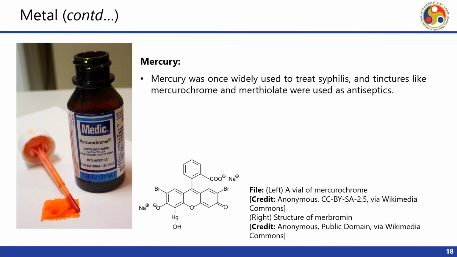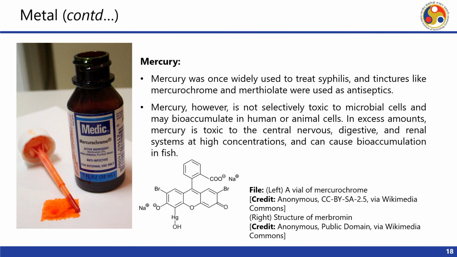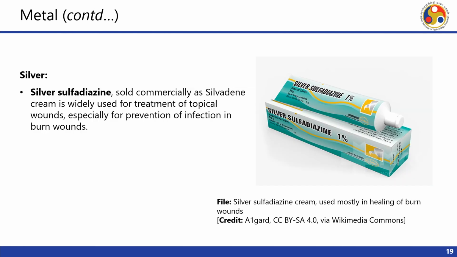So, here you can see a vial of mercurochrome in this picture, and you can see the compound in this diagram. Mercury, however, is not selectively toxic to microbial cells and may bioaccumulate in human or animal cells. In excess amounts, mercury is toxic to the central nervous, digestive and renal systems at high concentration and can cause bioaccumulation in fish. So, another metal that is used as a chemical control agent is silver.